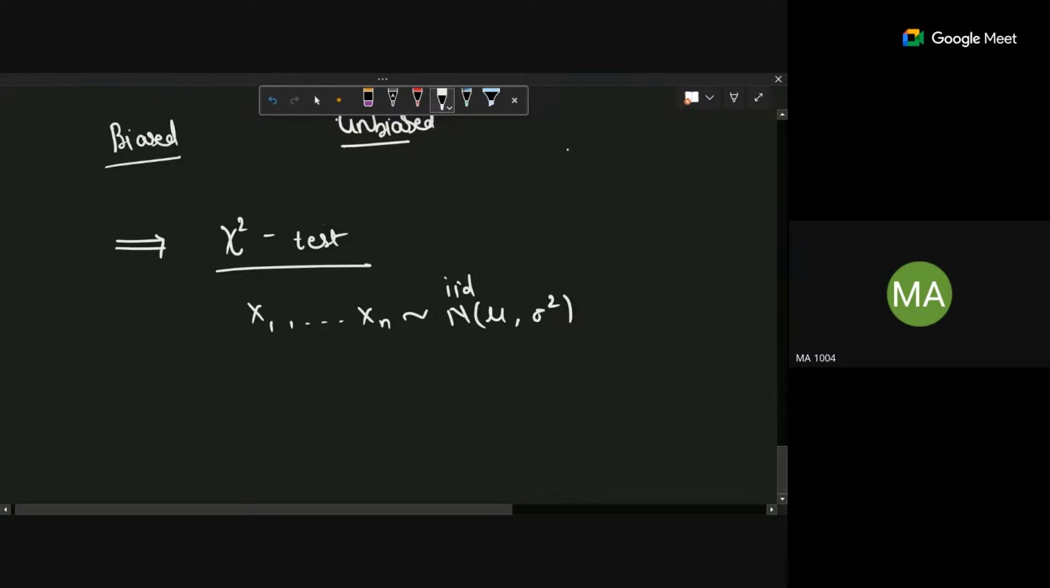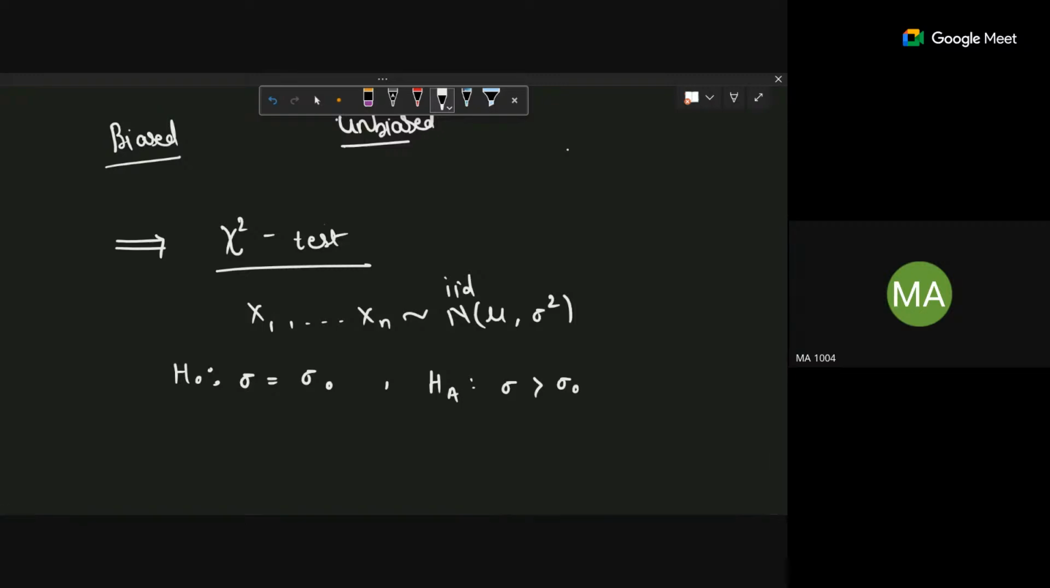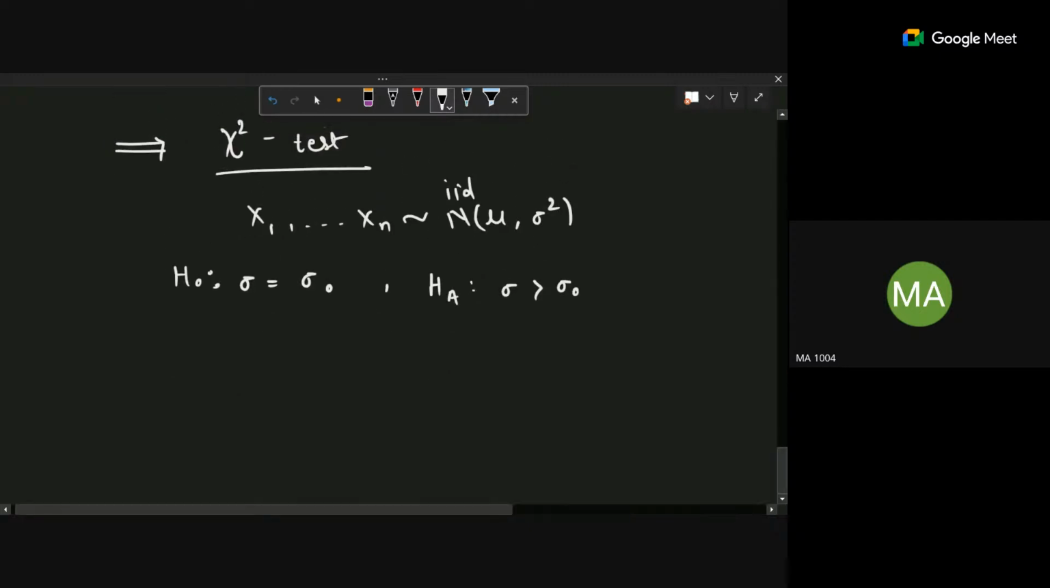Now, if the same scenario is for variance, let's say our null hypothesis is that the variance is equal to sigma naught, and the alternative hypothesis is that sigma is greater than sigma naught. In that case, we will not use the z-test or t-test. Why? We used to check whether sigma square is known or unknown. Here we are checking sigma square only, whether the claim for sigma square is true or false. In that case, we need a new test known as the chi-square test.